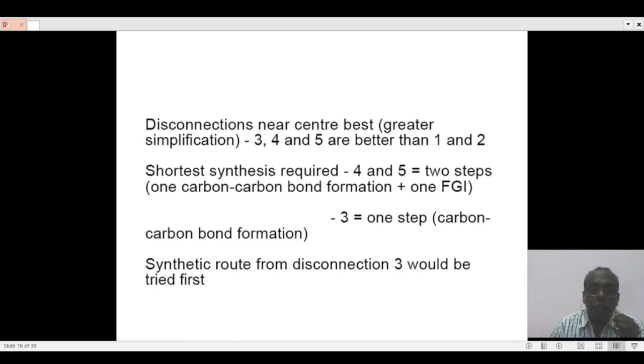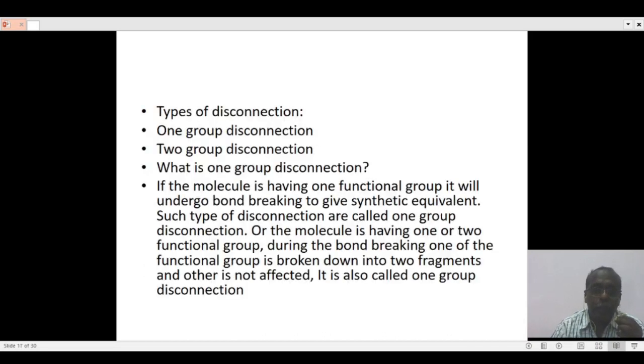In routes 4 and 5, one step is the carbon bond formation, and the next step is a functional group interconversion. Therefore, here 2 steps are needed to convert the starting material into the target molecule, whereas in the case of the third route, the starting material is converted into the target molecule by only one step. Therefore the third route is a more optimal route. Let us pass on to the next one.